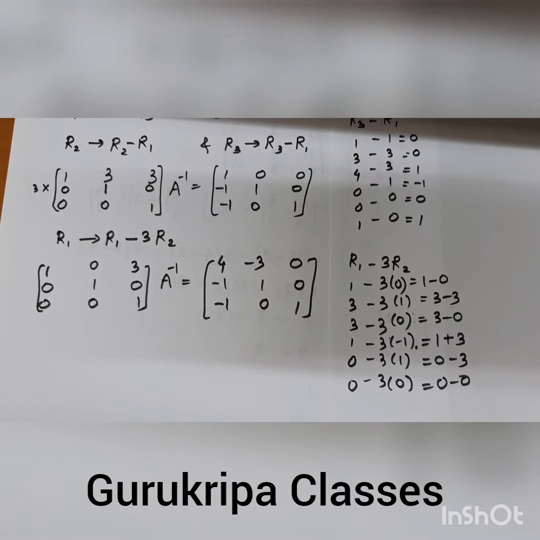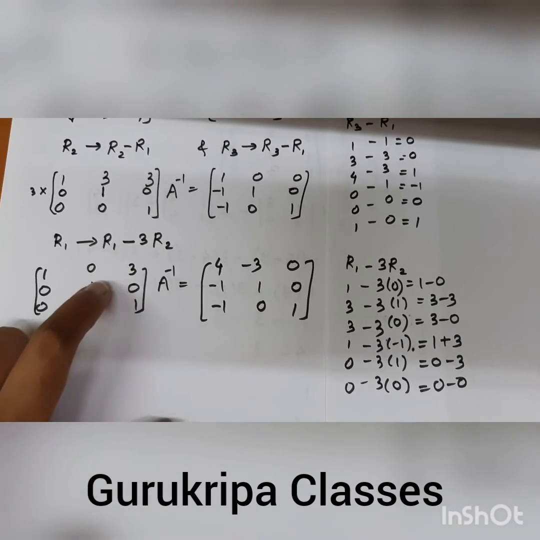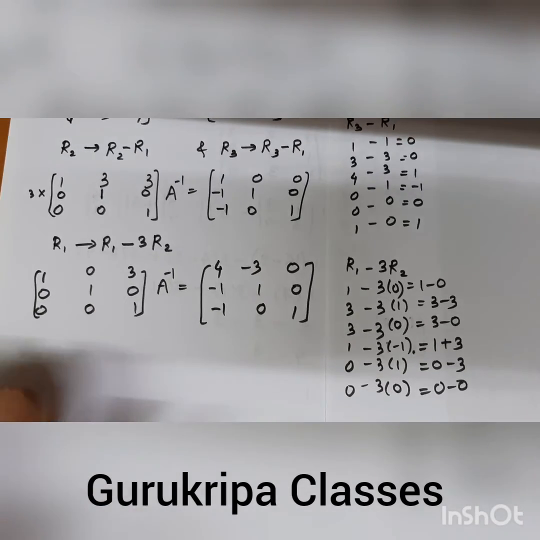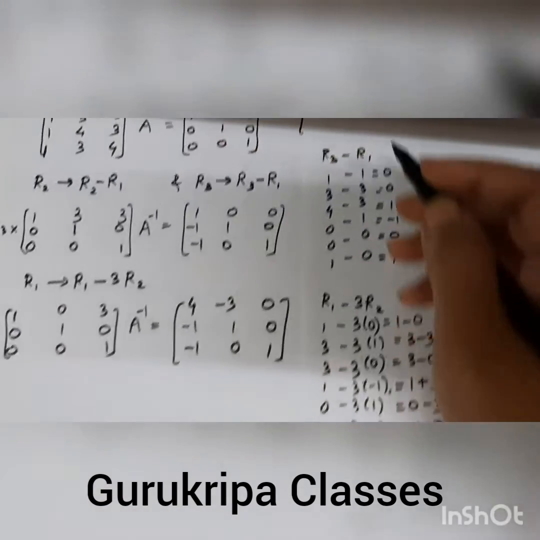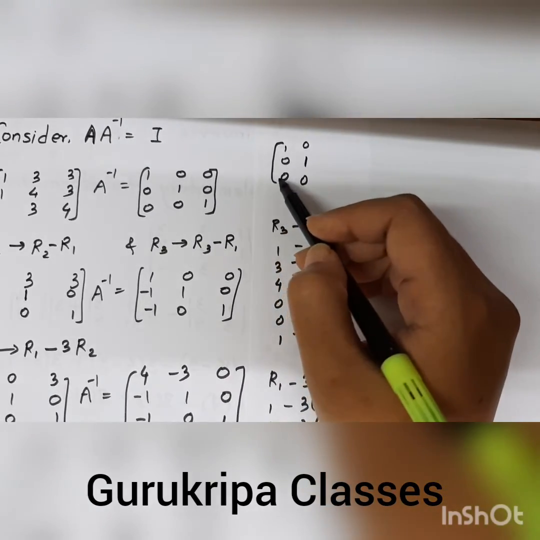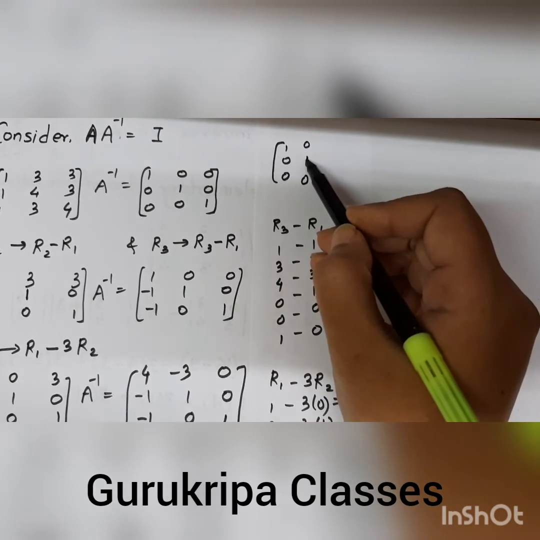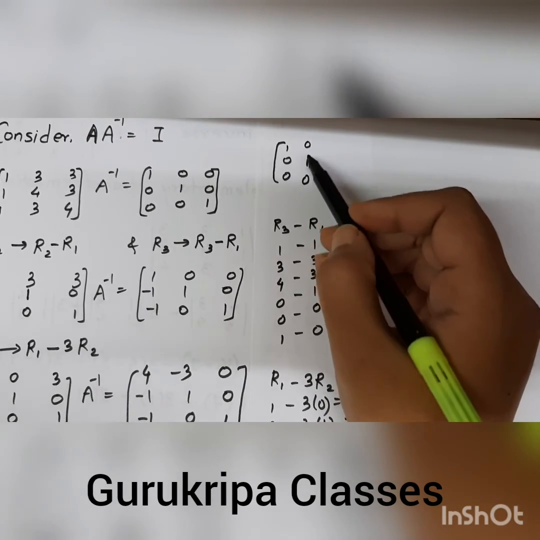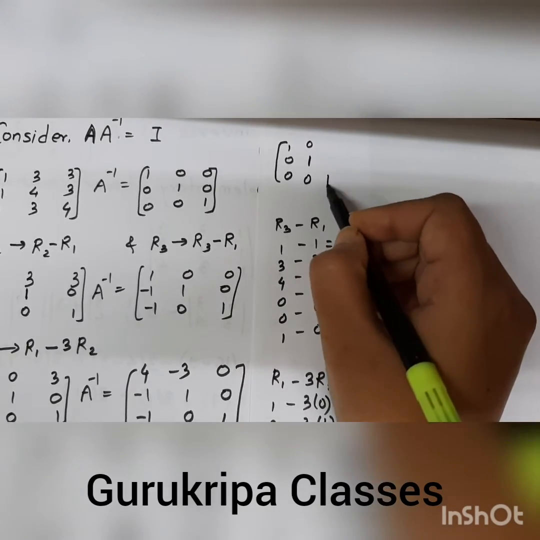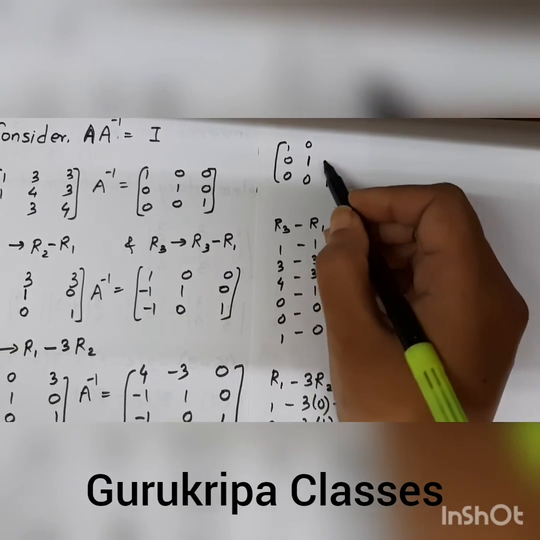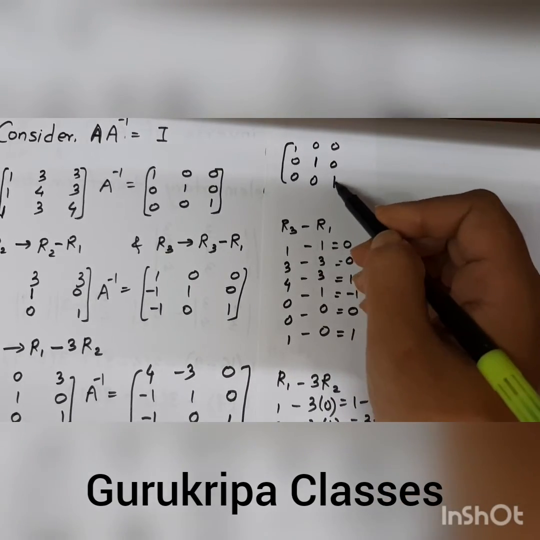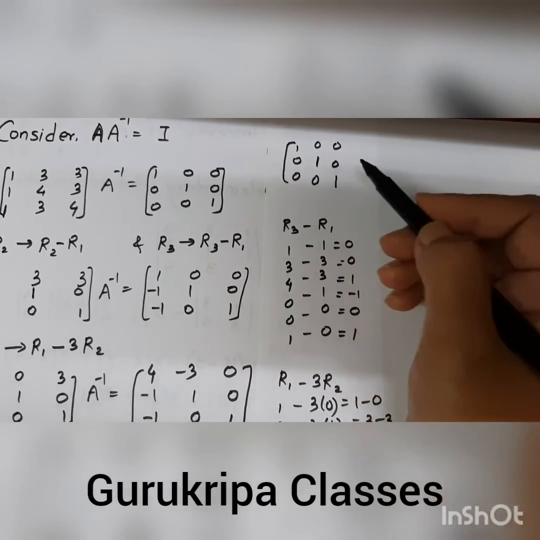Okay, so the operation was R1 minus 3 R2 and we are getting this element 0. That means your operation is successful here. Now what should be the next procedure? First make this element 1. Using this 1, make this element 0. Now make this element 1. Using this 1, make this 0 and make this 0. Next procedure: make this element 1 and using this 1 make these two elements 0.